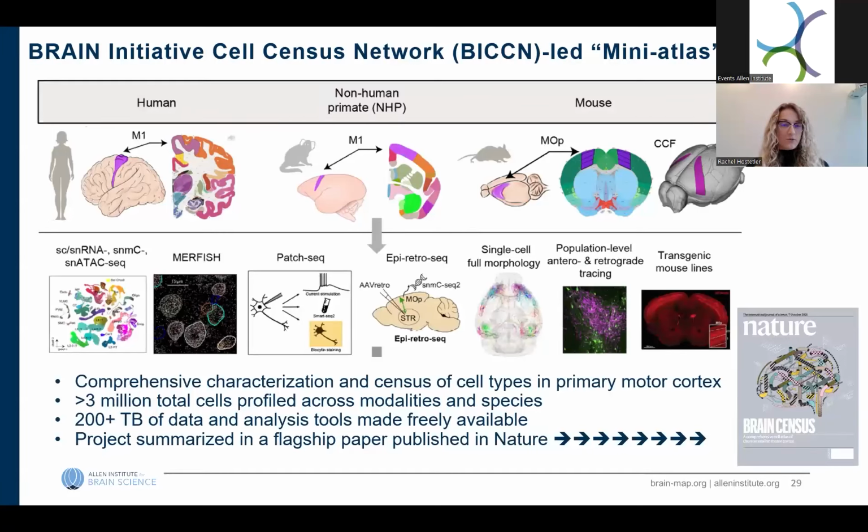And in this project with BICCN, a number of different techniques, patch-seq, spatial transcriptomics, single cell and single nucleus RNA-seq, single cell morphology, and transgenic mouse lines, were all used together to do a comprehensive characterization of cell types within the primary motor cortex. And over 3 million cells were profiled with all these different modalities and across our 3 species. And this ended up generating over 200 terabytes of data, which is a very large amount of data to sort through by yourself. And so this was published in 17 different studies, and the project was summarized in a flagship paper in Nature.